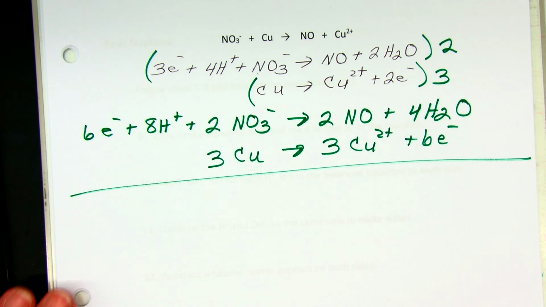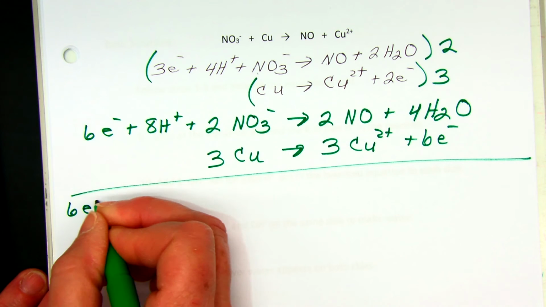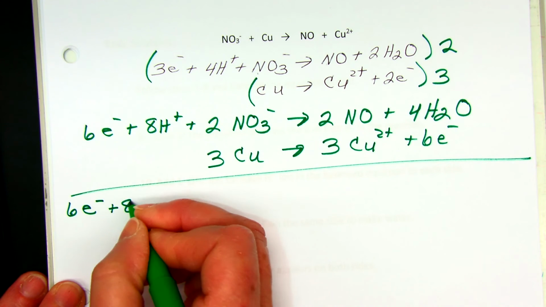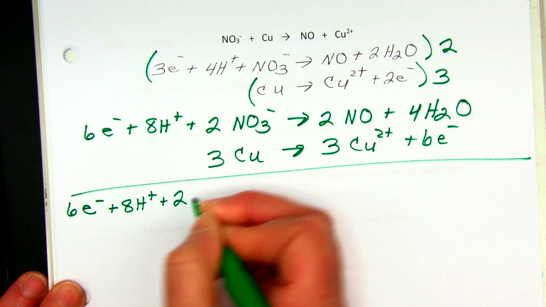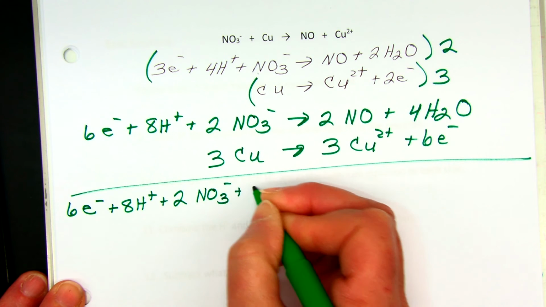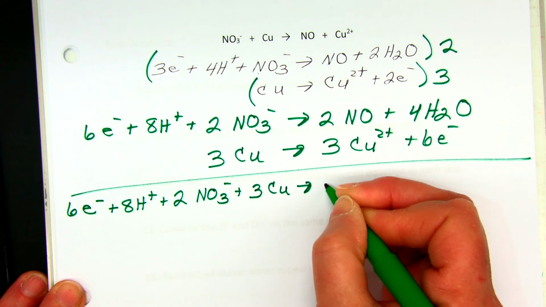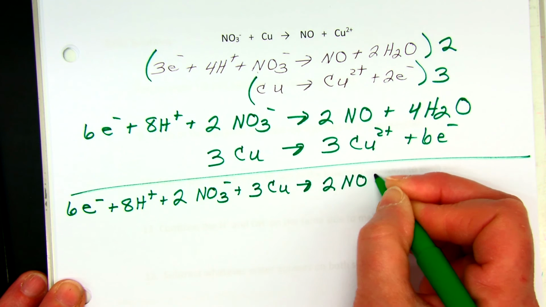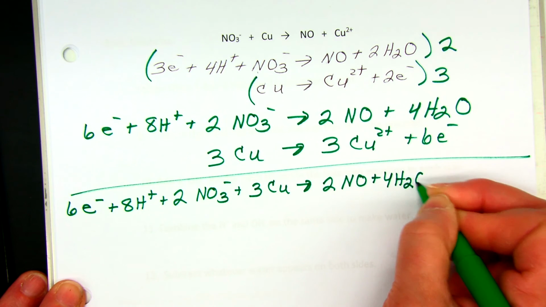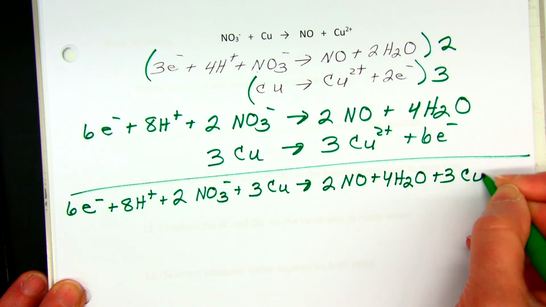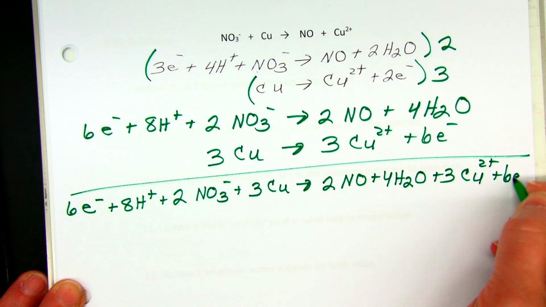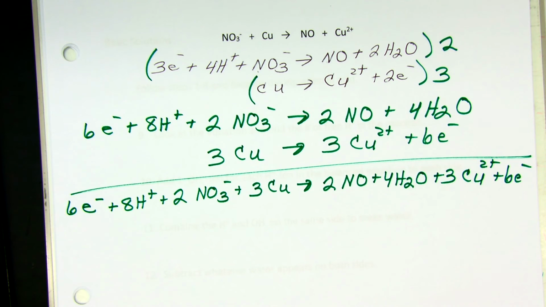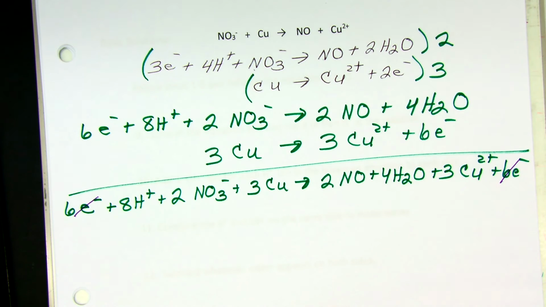Now I add my 2 halves together. 6 electrons, plus 8 hydrogen ions, plus 2 nitrate, plus 3 copper, yields 2 NO, plus 4 waters, plus 3 copper 2+, plus 6 electrons. Now I look at what appears on both sides that I can cancel, and in this case I don't have any hydrogens or waters from the copper half, so all that cancels is 6 electrons.